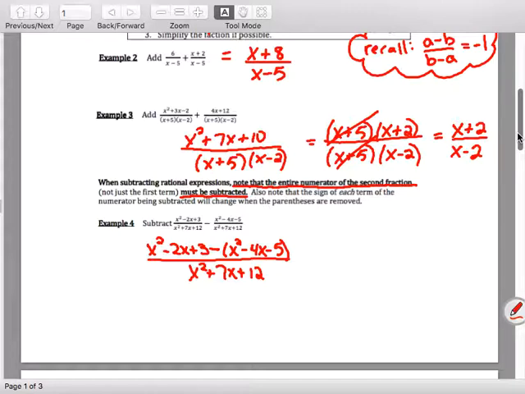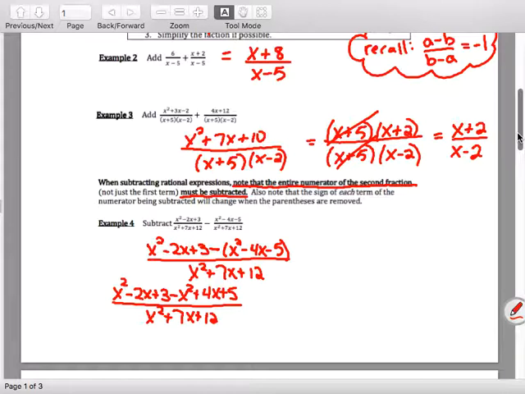When you are subtracting, you've got to remember to distribute that minus sign. So watch what's going to happen. This is going to give me x squared minus 2x plus 3 minus x squared plus 4x plus 5. Notice I have flipped every sign in that parenthesis when I remove the parenthesis. And that's what that note means.